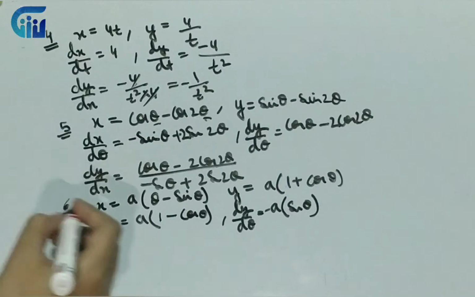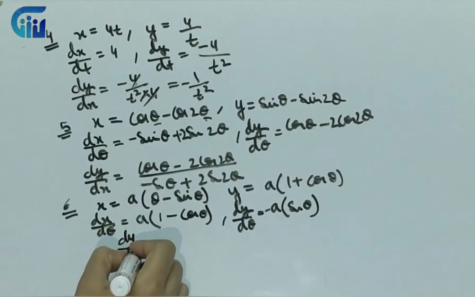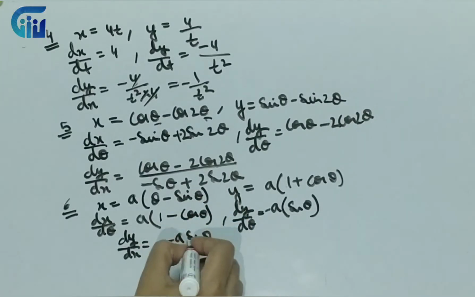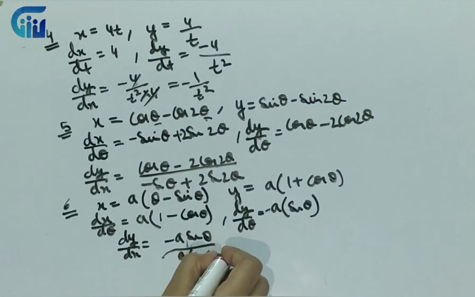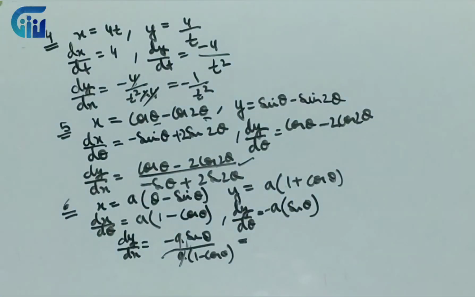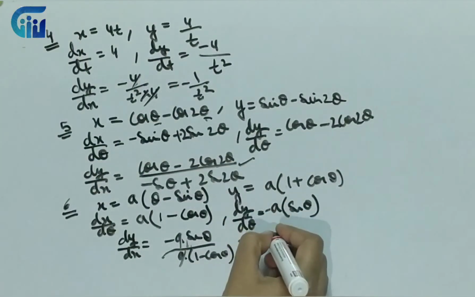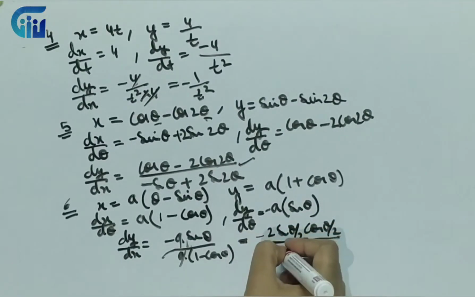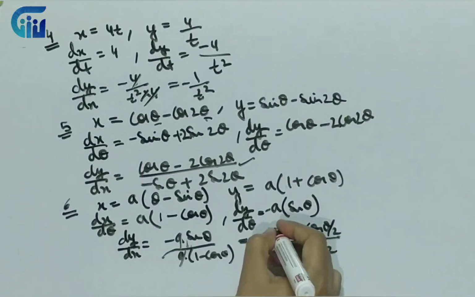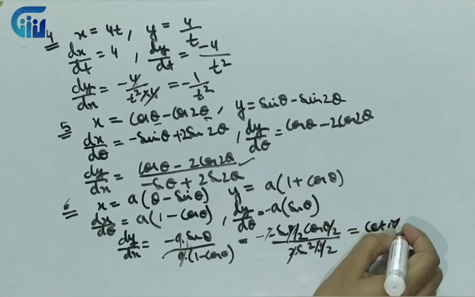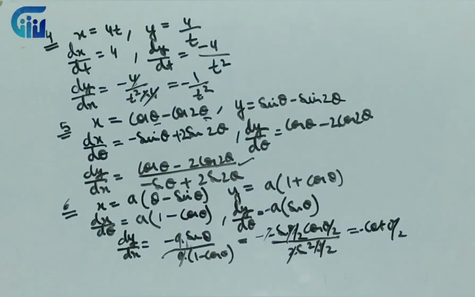Now I'll find dy by dx. It will come out as minus a sine theta upon a(1 minus cos theta). So we will cancel a over here. If you observe question number 5, there we were not able to do anything. But over here I can apply the formula: 2 sine theta by 2 cos theta by 2 upon 2 sine square theta by 2. Whenever we have this form, cos upon sine will be cot, so we get minus cot theta by 2. This is the solution of question number 6.